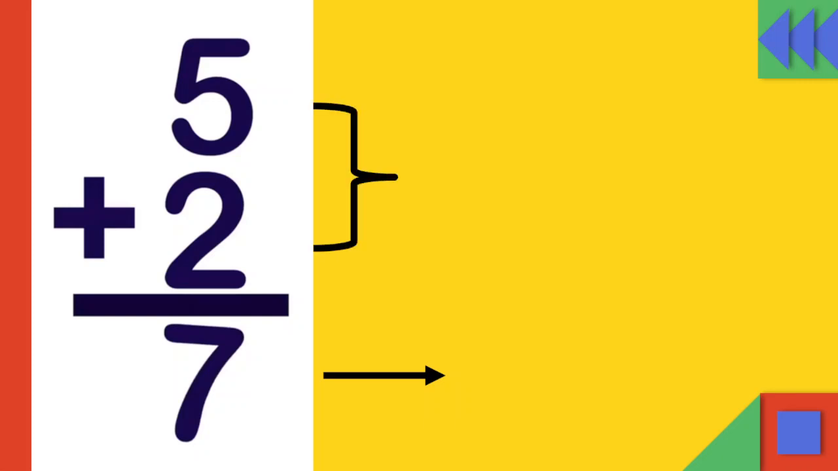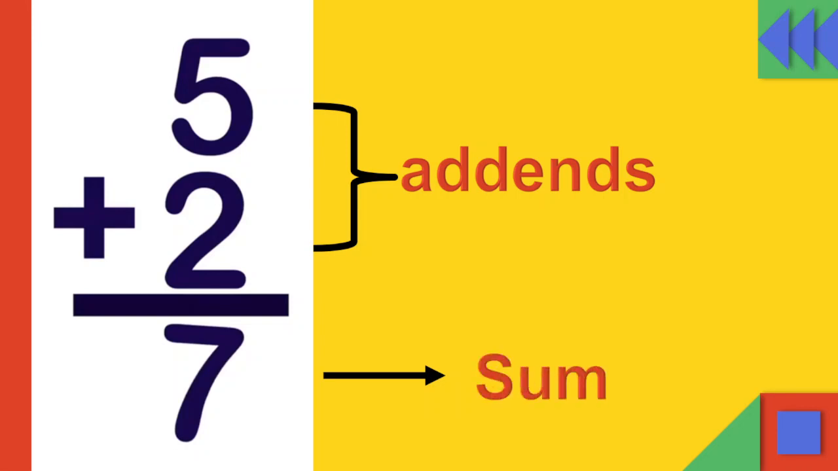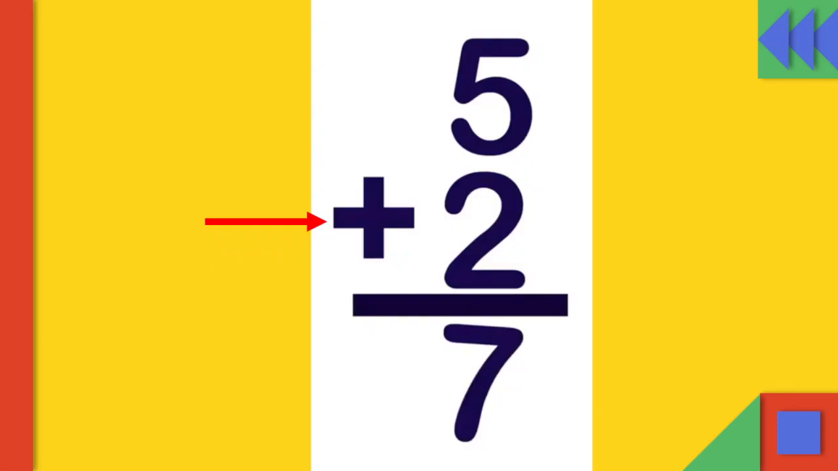So let's discuss the parts of this. 5 plus 2 is equal to 7. And 5 and 2 are what we call the addends. They are the numbers that we add. And the answer, 7, is what we call the sum, or others call it the total. So 5 plus 2 is 7. The plus is what we use in addition. This is called the plus sign.